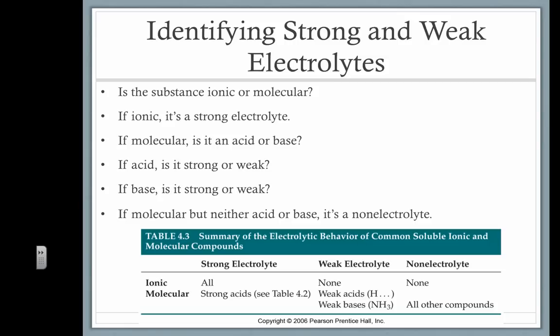Identifying strong and weak electrolytes. Again, if you know that it's a strong or weak base, that can help, or for strong or weak acid as well. If you're looking at ionic or molecular compounds, if it's ionic, it's going to be a strong electrolyte. Molecular, if it's an acid or base, it may or may not be strong or weak, depending upon what kind of acid or base it is. If the molecular compound isn't an acid or a base, then it's a non-electrolyte. So this is the thought process we go through if we're trying to define whether something is an electrolyte or not, strong or weak as well.